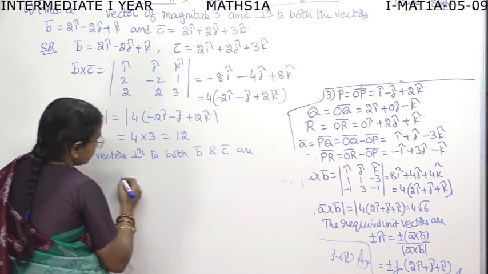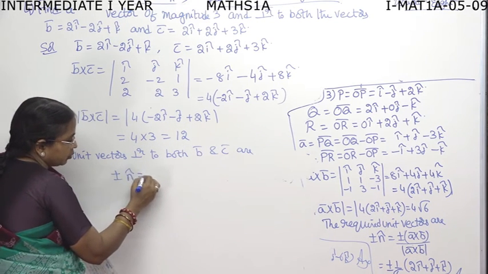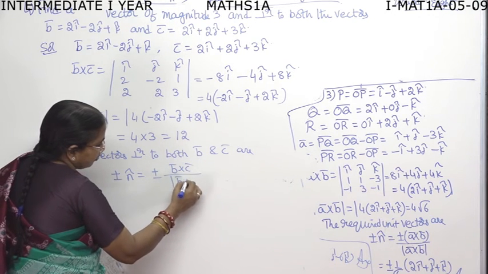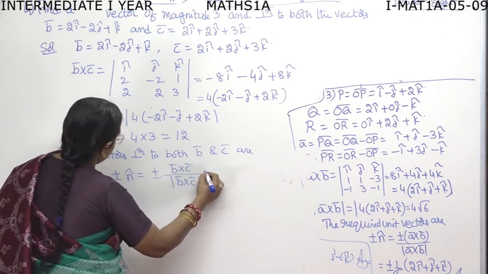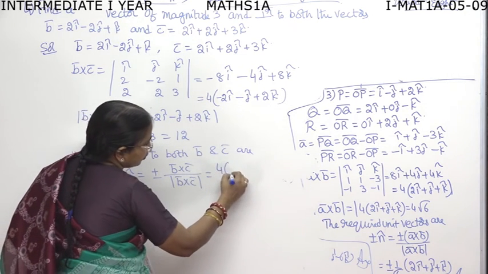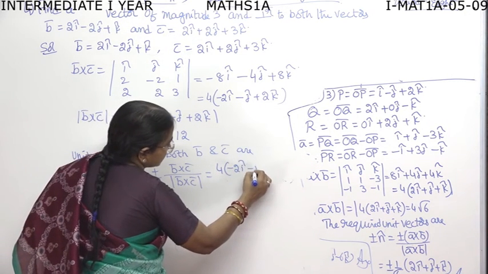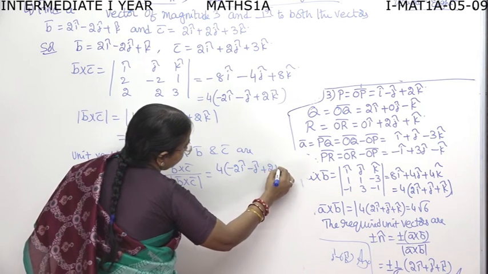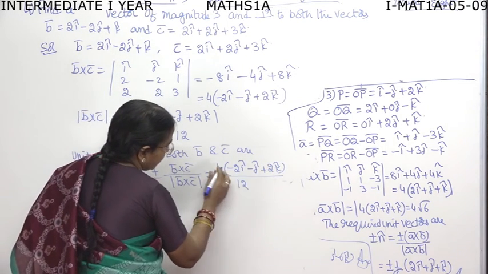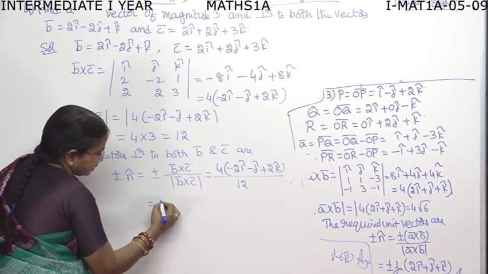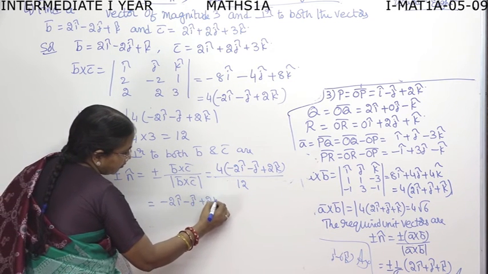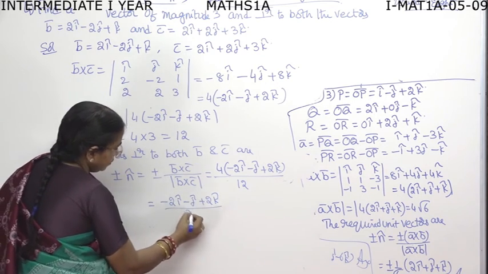are plus or minus n cap, which is equal to plus or minus b cross c by mod of b cross c, that is equal to, b cross c is this, 4 into minus 2i minus j plus 2k, by mod of b cross c, which is 12, so 3 times it goes, so it is minus 2i minus j plus 2k by 3.